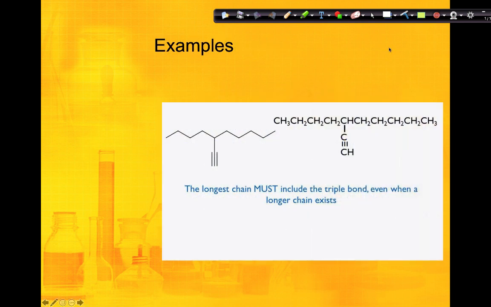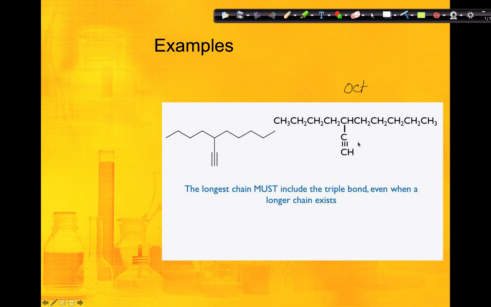All right, so let's look at this. Now, the chain has to include the triple bond. So we can number it. If we number it from here, 1, 2, 3, 4, 1, 2, 3, 4, 5, 6, 7, 8, 9, 10. You have 10 carbons here, but it has to include the triple bond. So 1, 2, 3, 4, 5, 6, 7, 8. Okay, let's go the other way. 1, 2, 3, 4, 5, 6, 7. Okay, so 8 is going to be my longest chain. So it's oct.